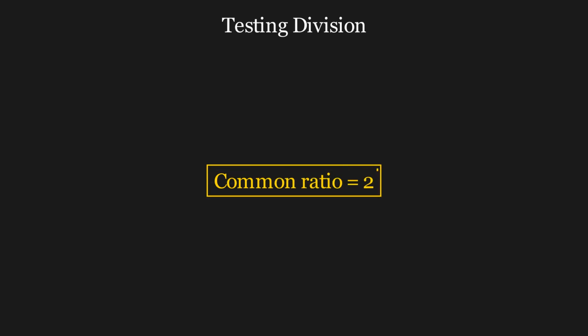6 divided by 3 is 2. 12 divided by 6 is 2. 24 divided by 12 is 2. Every single time, the answer is 2. When the fixed number is something you multiply by instead of add, it's called the common ratio. The common ratio here is 2. So to find week 5, we take the last term and multiply by that ratio one more time. 24 times 2 is 48.